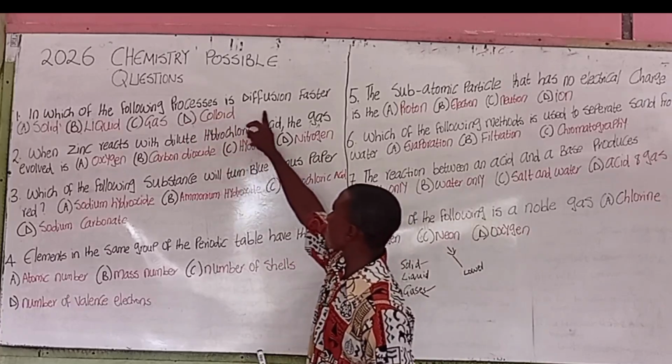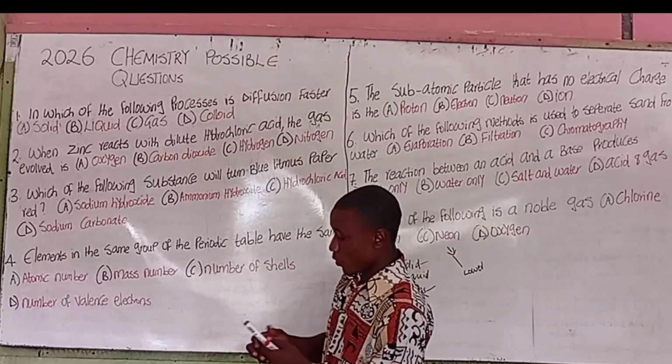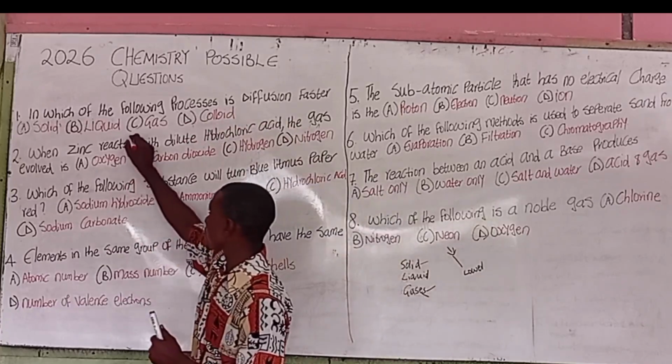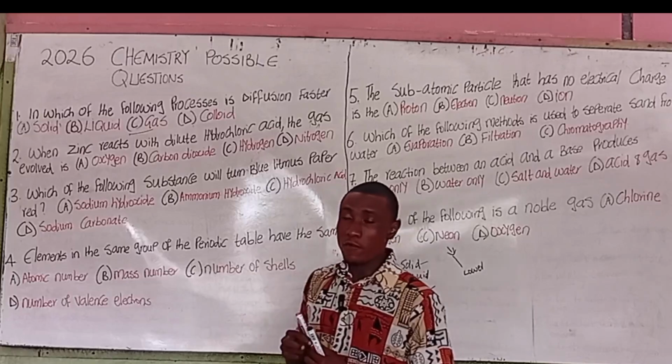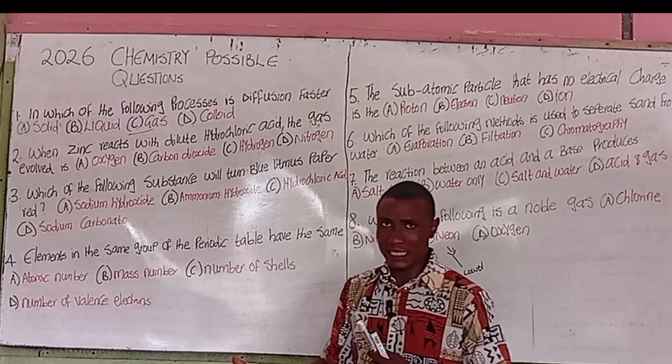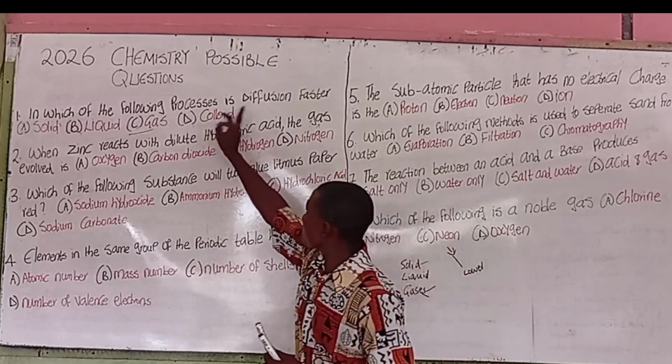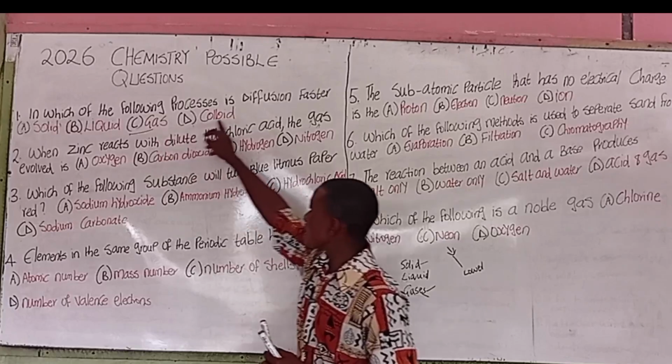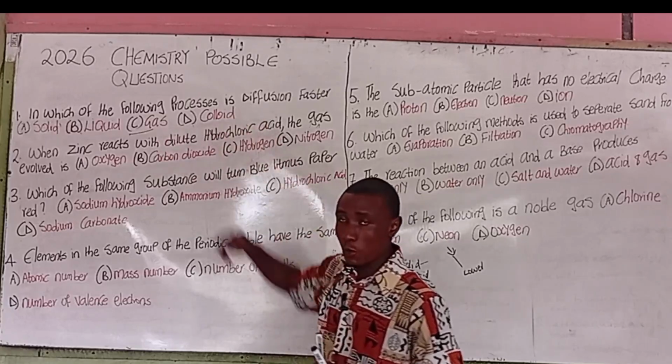So in which of the following processes is diffusion faster? The correct option is option C, the gaseous state. The movement of gases is faster. In fact, diffusion is basically about gases, so gas is one of the fastest diffusion processes.